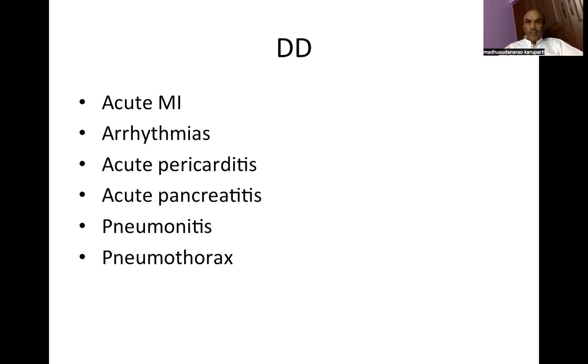So what is the differential diagnosis? So there are so many conditions that may mimic pulmonary embolism. So it could be acute myocardial infarction, acute coronary syndrome, it could be arrhythmias, it could be acute pericarditis, acute pancreatitis, pneumonitis, or pneumothorax. So these are some of the conditions from which we have to differentiate the patient with pulmonary embolism.